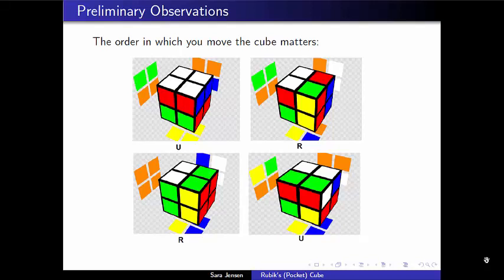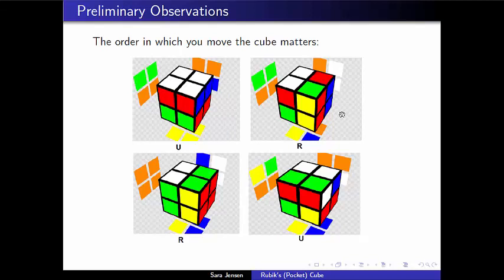Continuing on, I'd like to make a couple of early observations that'll help us as we continue to navigate the Rubik's Cube. One of the things that's most important to notice is that when we're manipulating the cube, the order in which we perform our moves matters. What I have pictured for you here is starting with our cube in its original position. If we first do an upper move and then follow that with a right hand move, you have this configuration of the cube right here.